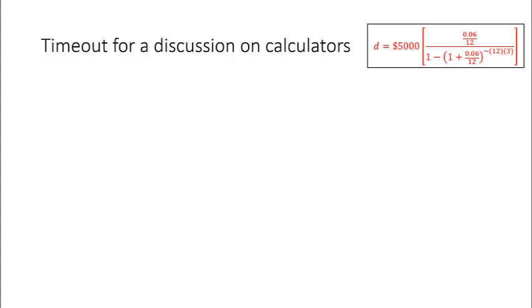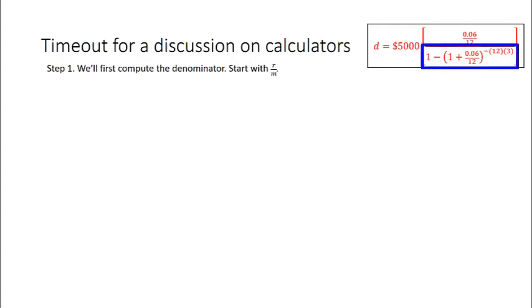It's time for a quick timeout for discussion on calculators. Here's what we had from our previous example. A step-by-step way to go through computing this formula is the following. First, we're going to start by computing the denominator. And in the denominator, we're going to look at that R over M.